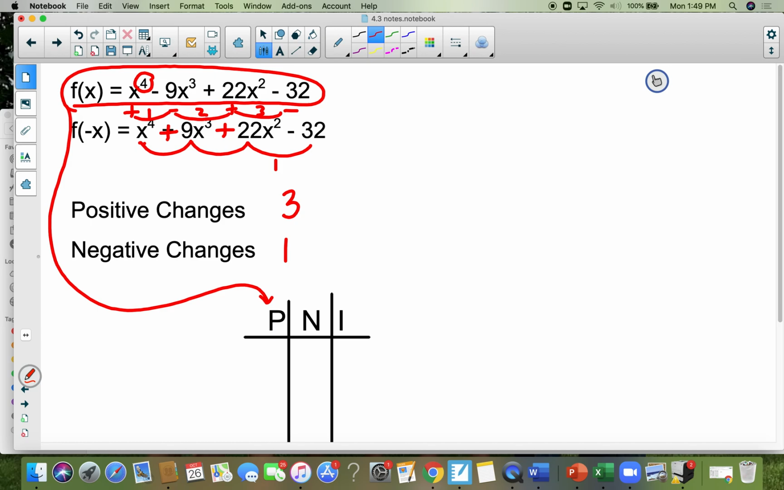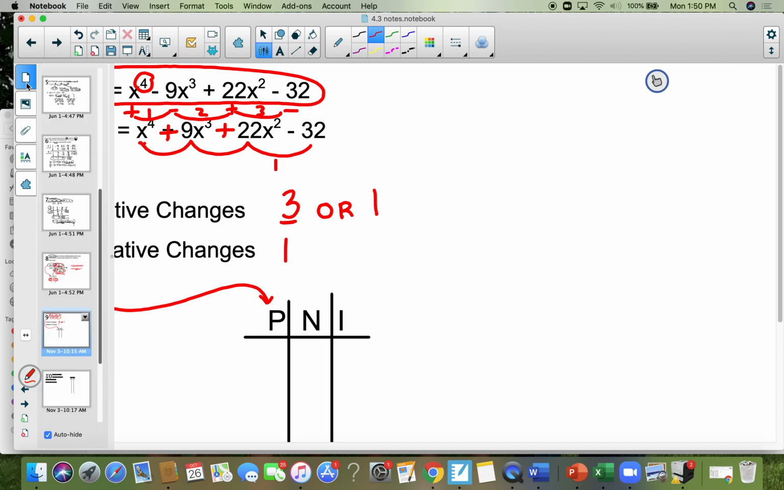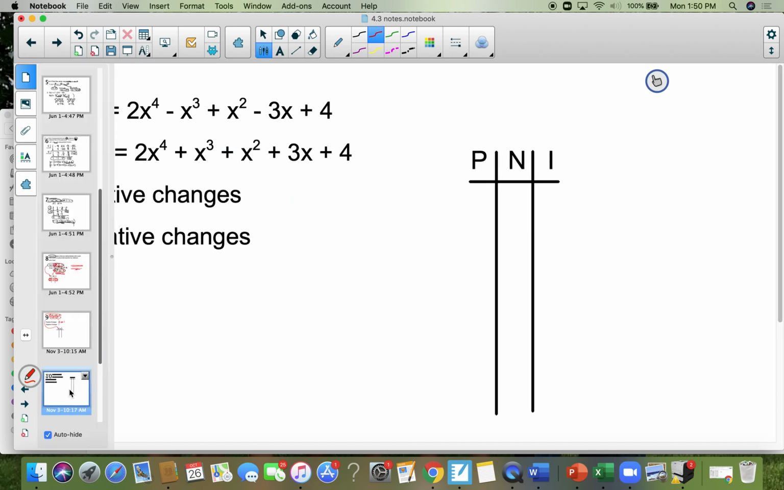Okay, now this is what comes weird. Descartes says that you can deduct by 2s. So this could be 3 or 1 positive changes. Negative, you can't have a negative amount. And then I'll come back to show you how to make a penny chart in a minute. Okay, let's do one more.